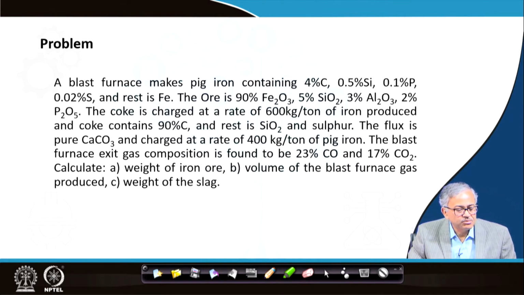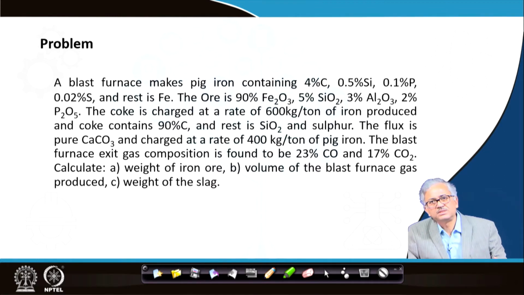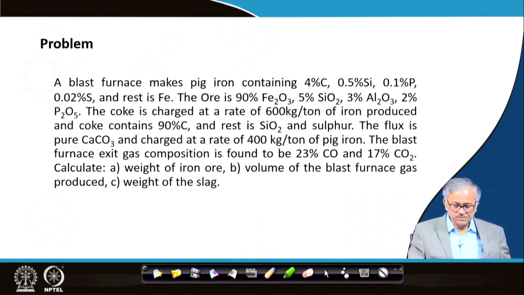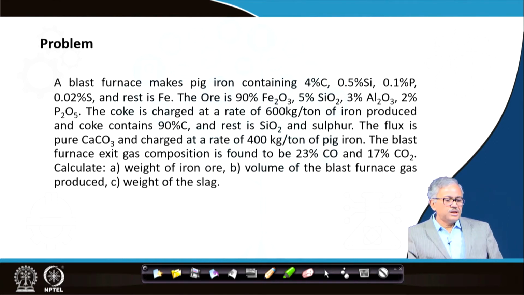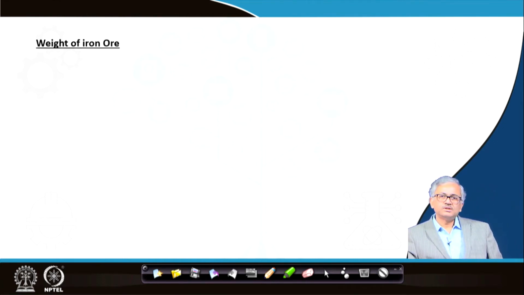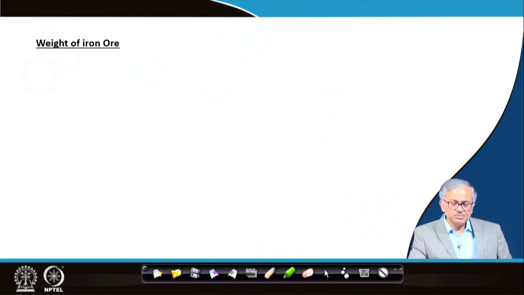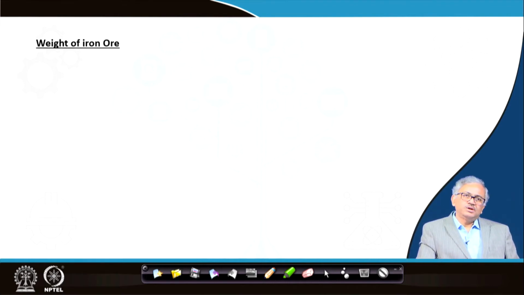Now, we have to calculate the weight of iron ore, the volume of the blast furnace gas produced, and the weight of the slag. So, it will be a simple overall material balance only. This is the material balance problem. Let us see how we will attack it. First, we have to calculate the weight of the iron ore. If I want to calculate that, what do I have to do?